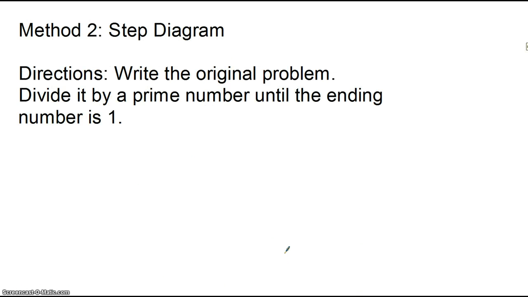Alright, method 2 is the step diagram, and this is a little bit more challenging to me, but you might like it better instead. So the directions is write out the original problem, which is the number, and you divide it by a prime number until the ending number is 1. So let's do a couple examples so you can see how that works.